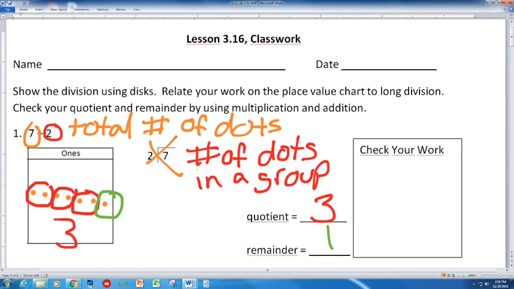So 3 remainder 1. Now, to check our work, we're going to do a multiplication problem. We have our 3 total groups. We're going to multiply it by the number of dots in each group, which gives us a total of 6 dots. And we take our 6 dots and add in our remainder to get 7. So our answer to this problem is 3 remainder 1. We found out our total number is 7 dots. We split it up into 2 dots per group, found out we had a total of 3 groups with 1 left over to give us 3 remainder 1.